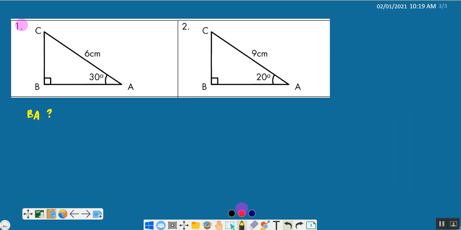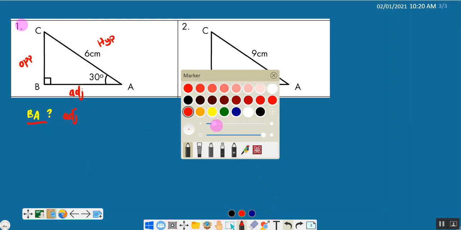And BA, as you already told me, this side is the adjacent side, this side is the opposite, this side is the hypotenuse. So when we work out BA, it's important that we say BA, well, that's the adjacent side. That red isn't really working. Right. What would be a good colour?